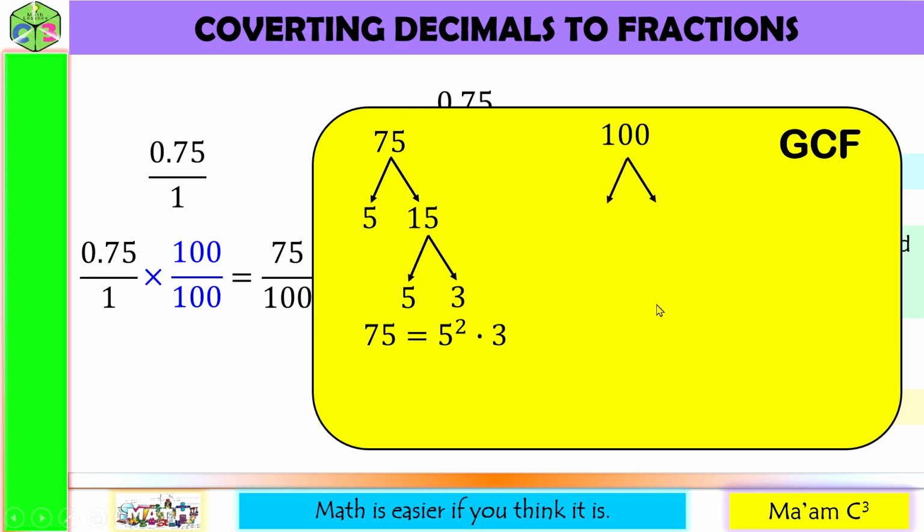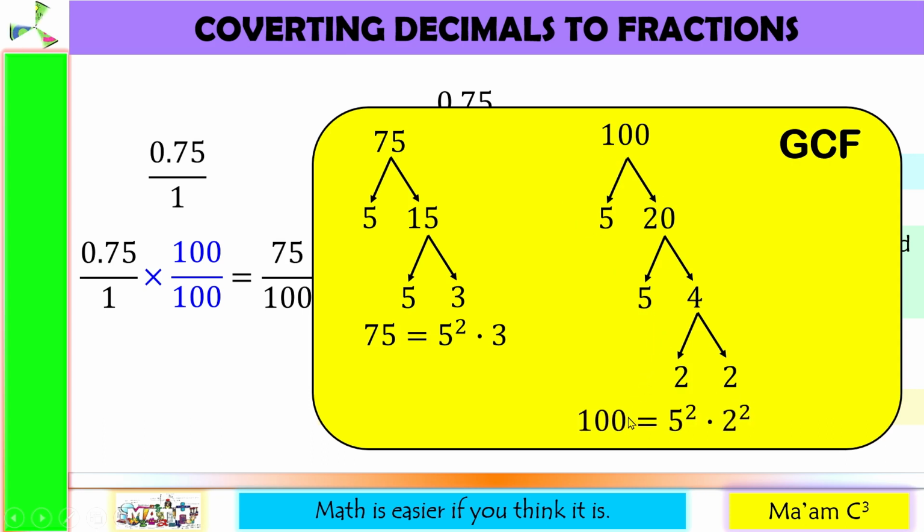100 is 5 times 20. 20 is 5 times 4. 4 is 2 times 2. 5 and 2 are both prime numbers. So how many 5s do we have here? 2. How many 2s do we have here? 2 also. So 100 is equal to 5 squared times 2 squared. Here it is: 1, 2, 5 squared.